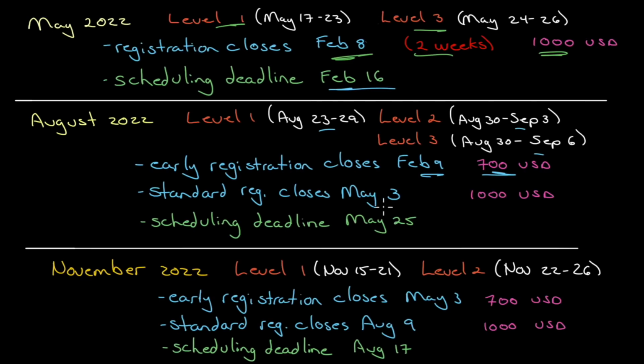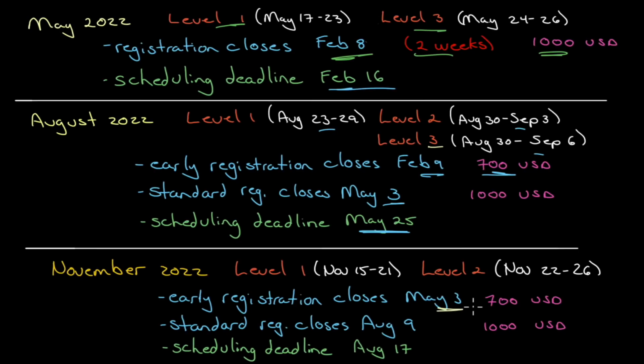Standard registration will close May 3rd, and there is your scheduling deadline for that, May 25th. If you're going all the way to November, and it is only level 1 and level 2, there is no level 3. The level 3 was November. It got pulled back to August because they found that getting the grading was difficult over the Christmas holiday. So bringing it back to August, the promise is, hey, we can get you your results faster.